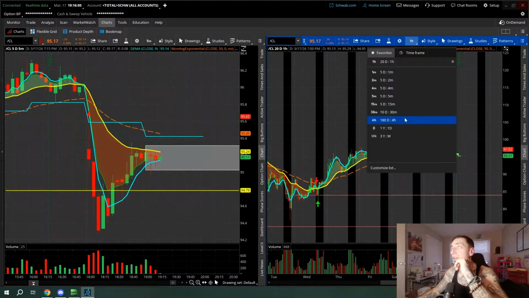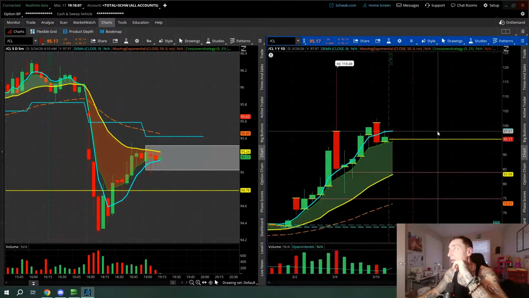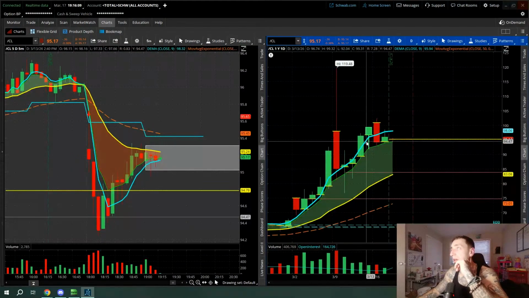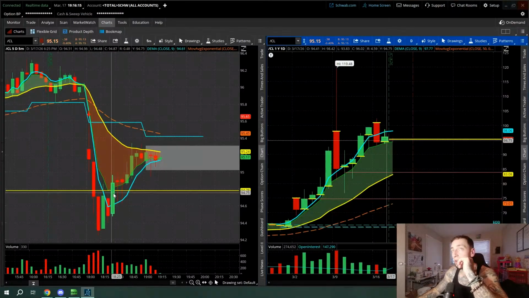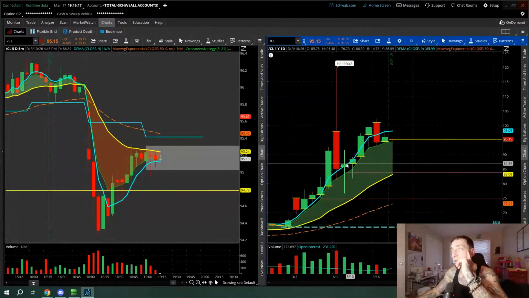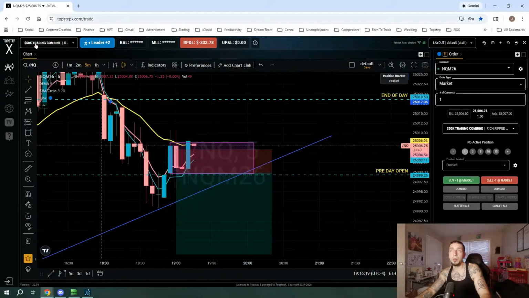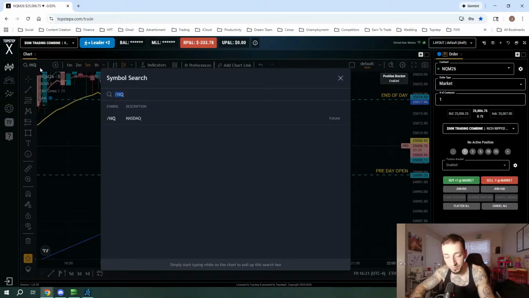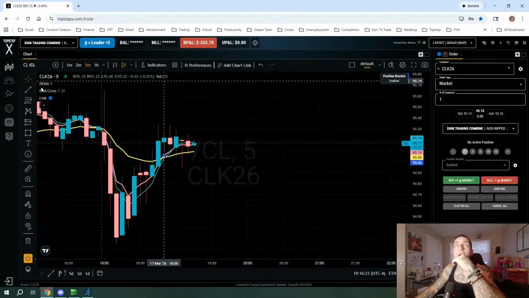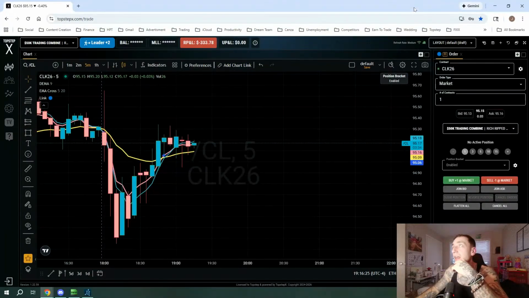What's the daily look like here on oil? Damn. This is a key level on oil, guys, and we couldn't really hold below it. You know what? I think I am.